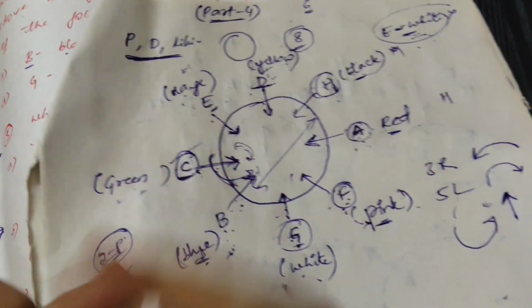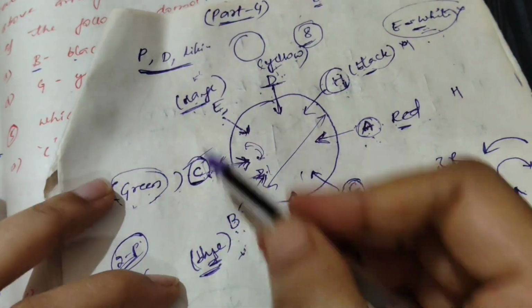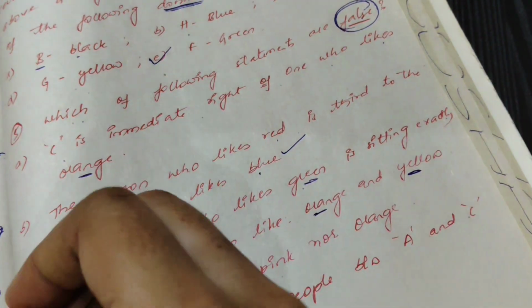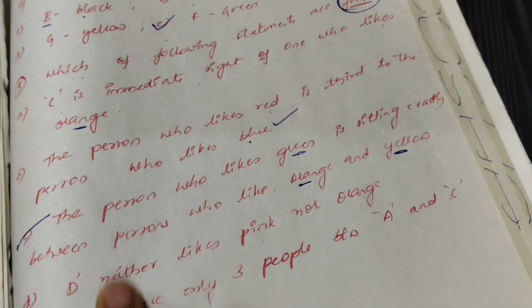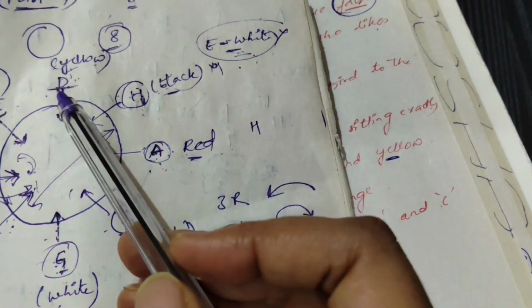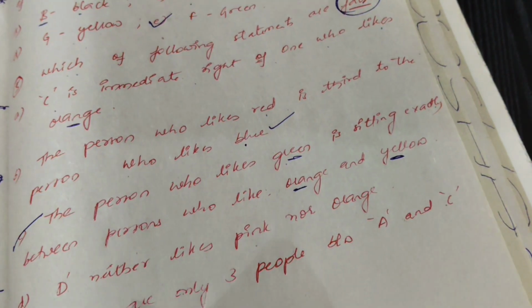The person who likes green is sitting exactly between the ones who like orange and yellow. So green is sitting exactly between orange and blue, not orange and yellow, orange and blue. So this is the wrong answer, the third option. Okay, I hope you are getting it. If you want to check the other two options also. D neither likes pink nor orange. D neither likes pink nor orange because D likes yellow.